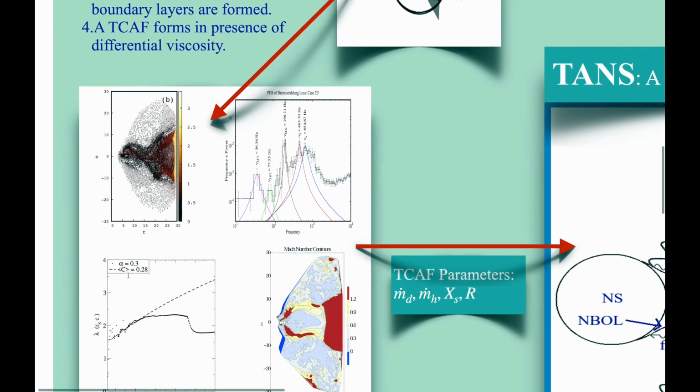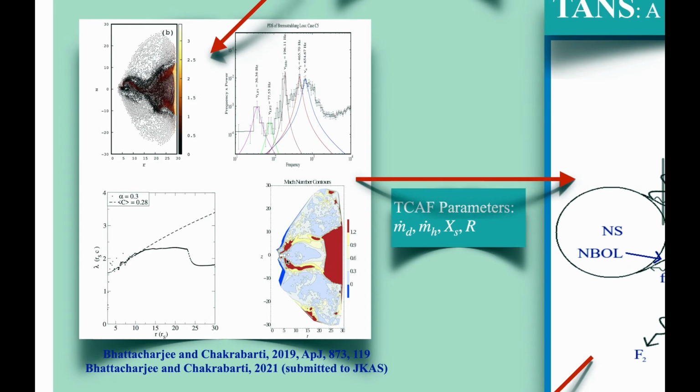Now when you have a differential viscosity, you can actually see a disc-like structure forming on the equatorial plane, and the subkeplerian flow, the shocked accretion flow, is also continuing away from the equatorial plane. So you can actually see the formation of a TCAF geometry. So we can understand that these four parameters of the TCAF geometry can be applicable to any model which is stable for this sort of system.